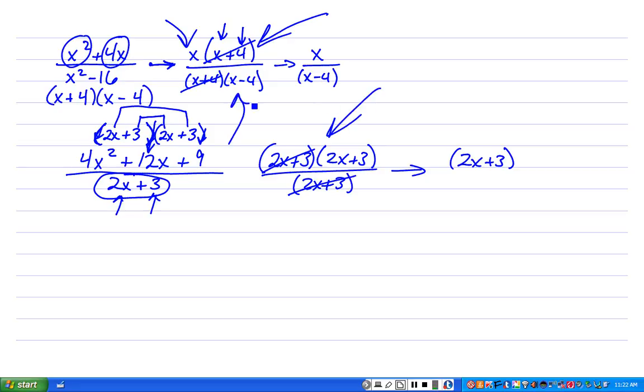But again, as long as you're dealing with something other than monomials, you're looking to try to factor and cancel top to bottom.